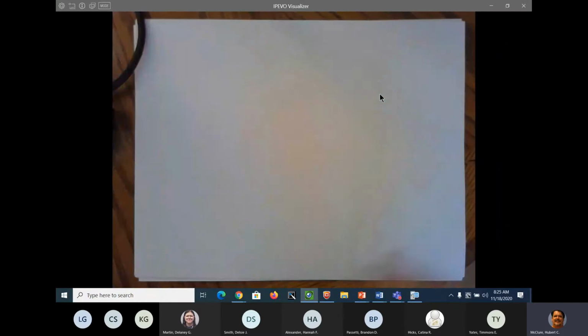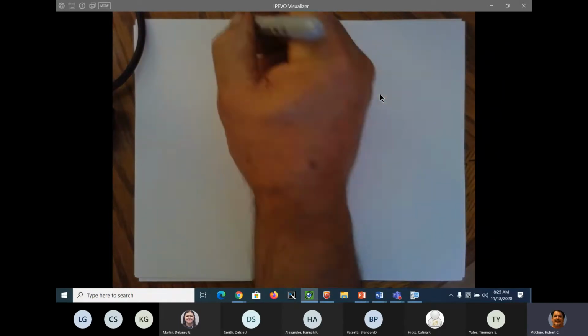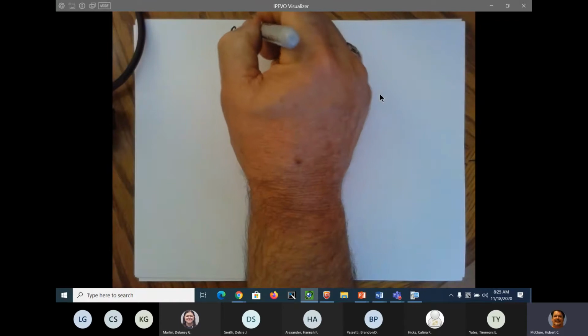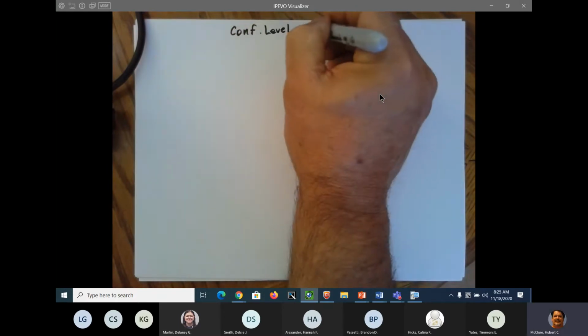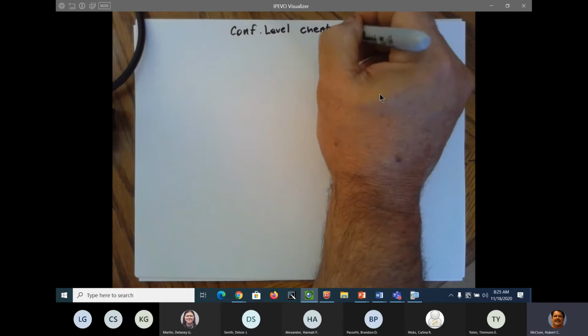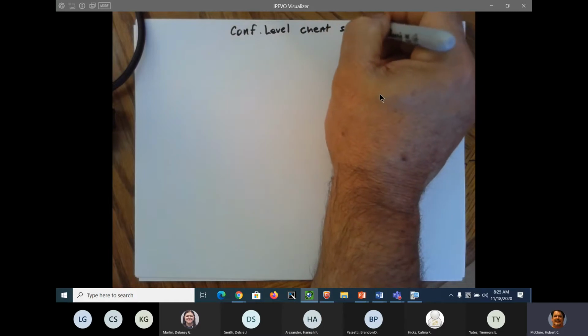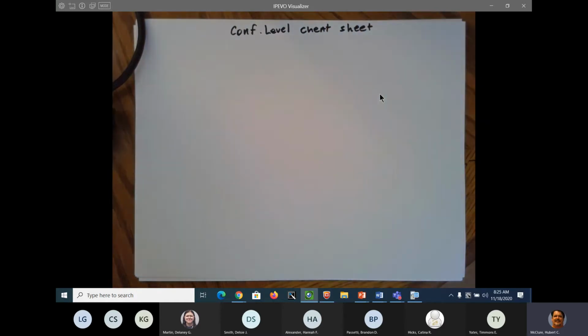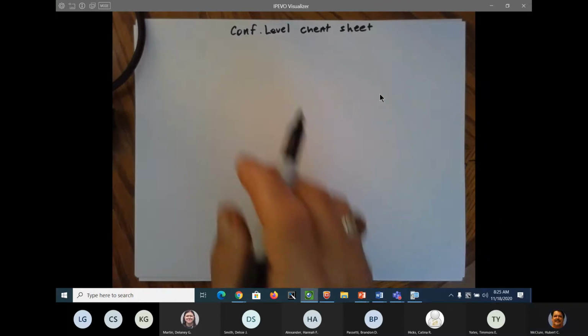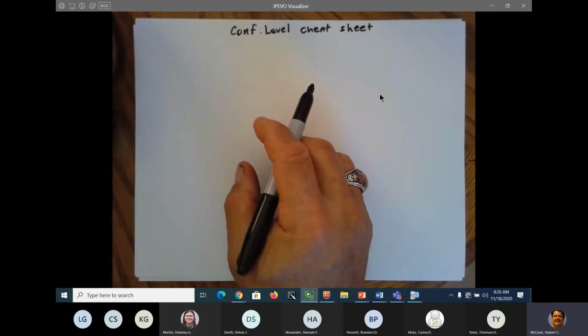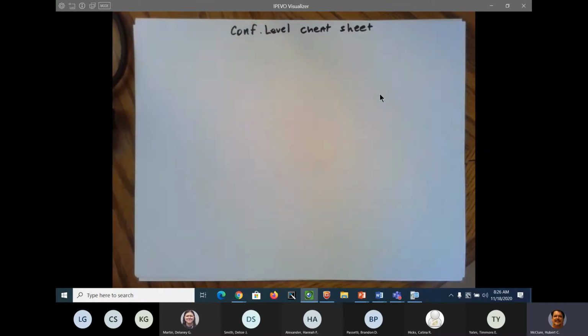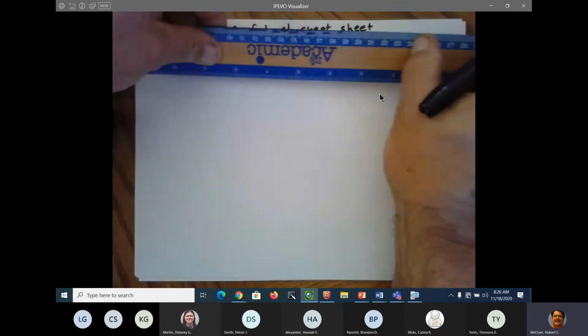And this is going to be called confidence level cheat sheet. Now, for the 1 or 2 people that's going to actually do this, it'll save a lot of time on a test or homework. For the rest of you that's not going to do it, don't complain when you have to look up each one of the confidence levels, because I know some of y'all aren't going to do it.